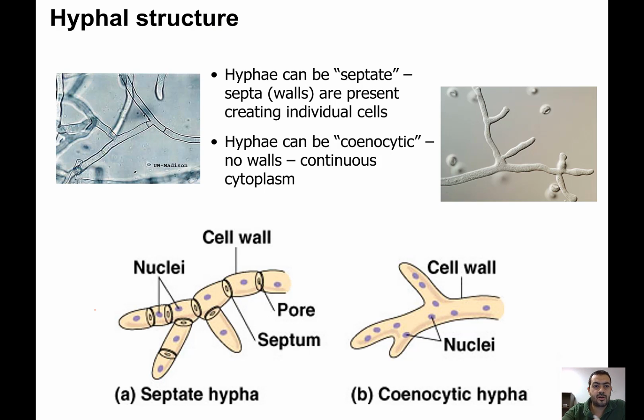And if they are divided with septa like that, we see these cross cell walls separating individual cells, so we call it a septated hyphae. If they don't have this structure, we call it cenocytic hyphae, or in other words, non-septated or aseptated hyphae, where you can see continuous cytoplasm and multiple nuclei in the same cell.